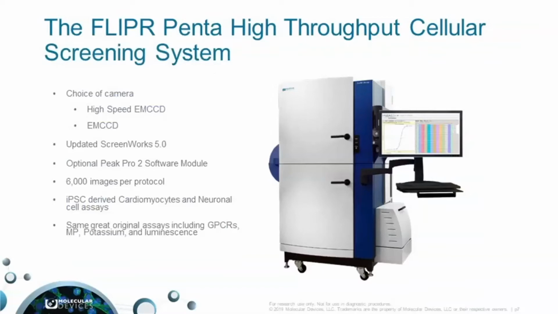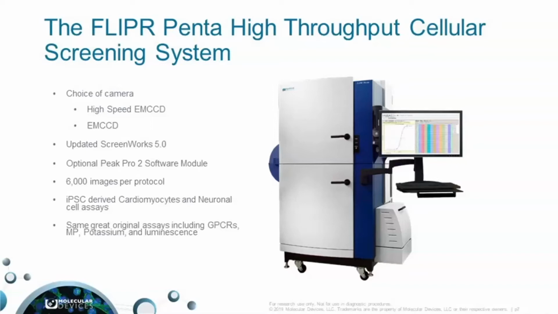I would also like to introduce the FLIPR Penta high throughput cellular screening system, which gives you a choice of camera now: a high-speed EMCCD camera, and we also have our standard EMCCD camera. We've upgraded ScreenWorks, and we also have a greatly upgraded Peak Pro 2 software module to look at characterization of the peaks generated during the calcium oscillations. We've also increased the images per protocol to 6,000. This is good for looking at iPSC-derived cardiomyocytes as well as neuronal cell assays.